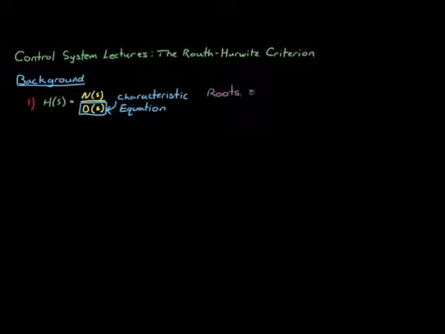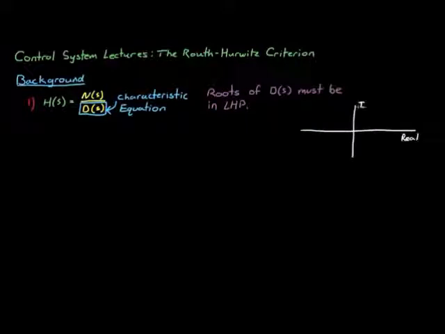And since the characteristic equation is the denominator of the transfer function, then the roots of the characteristic equation are the exact same as the poles of the transfer function. And these roots all must lie to the left of this vertical imaginary line, or all have negative real components, in order to have a stable system.